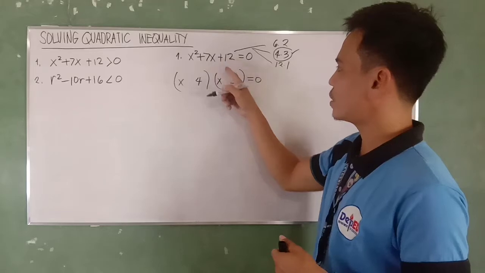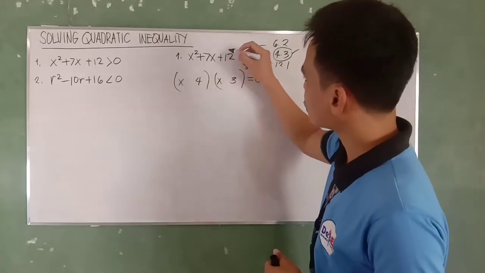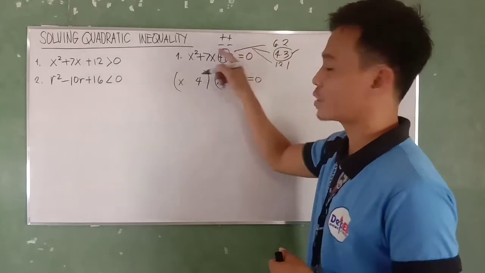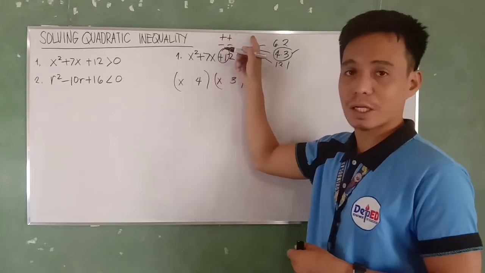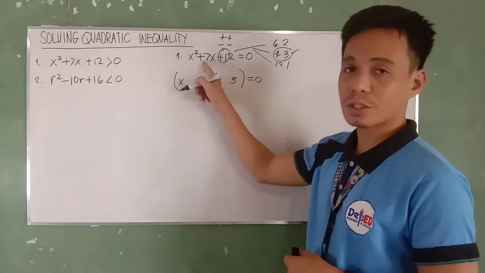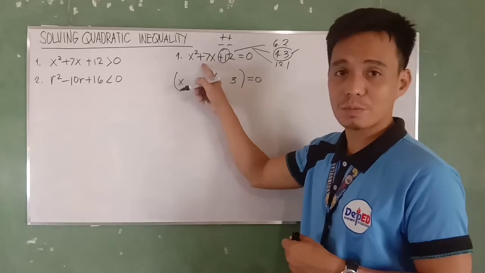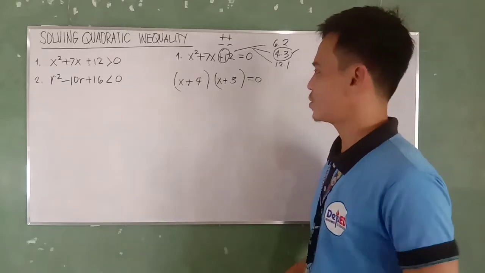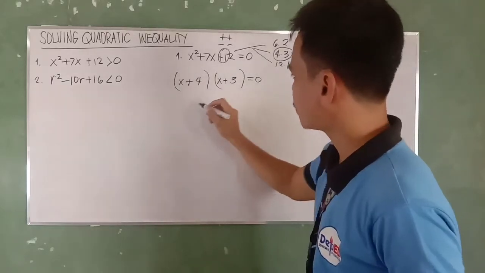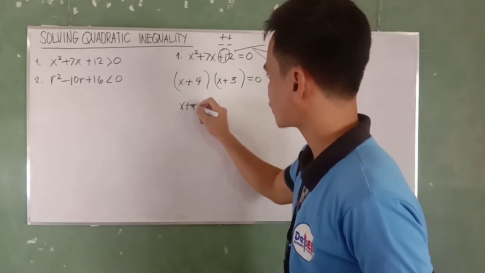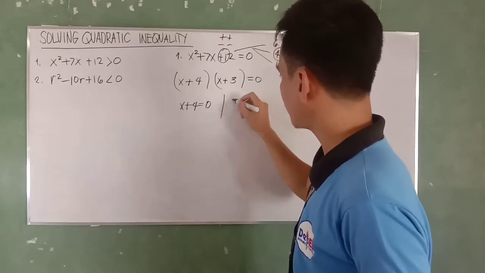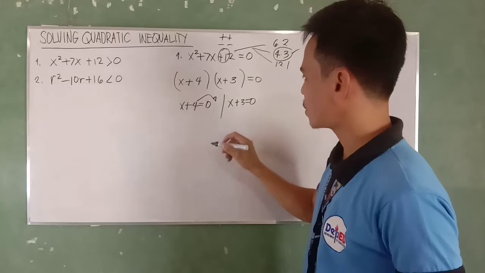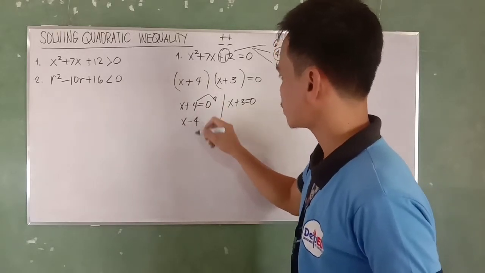Okay? Now, the problem is the sign. Since our constant part's sign is positive, either positive or negative factors will give us a positive answer. Looking at your linear part, since it is positive, we confirm that we use positive factors. You already know how to solve this. Equate separately to 0: x plus 4 is equal to 0 and x plus 3 is equal to 0. Solving for x, transposing 4 to the other side, we have x is negative 4.